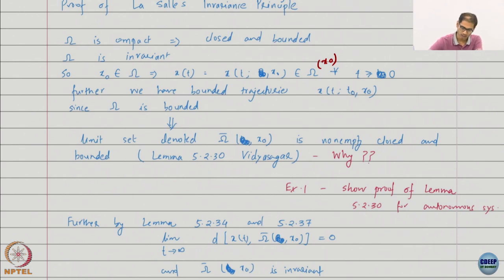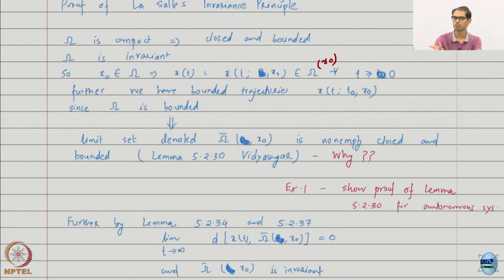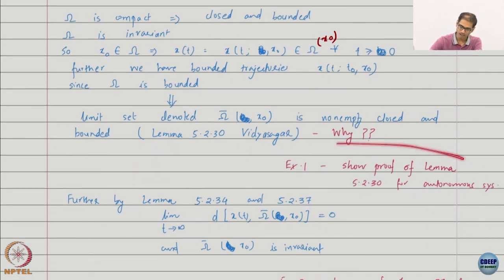I know you might have used this notation to indicate the closure of a set in your analysis, but this is not the closure of the omega set, this is a different set. I'm just denoting the limit set as this, just a notation. Now by Vidyasagar's theorem 5230, this is non-empty, closed and bounded. This is an exercise. You just have to look at Vidyasagar's proof and copy paste if you want. Hopefully you will understand it also while copy pasting.